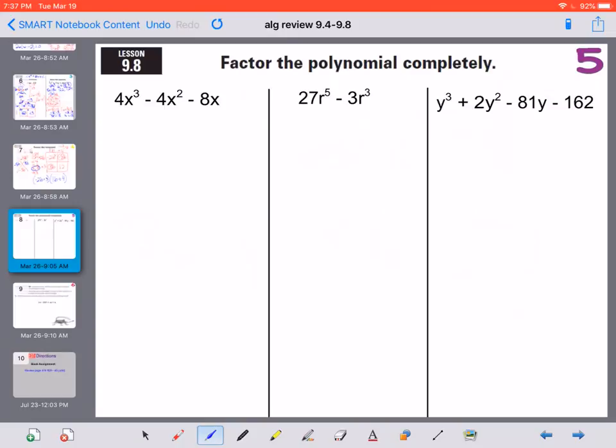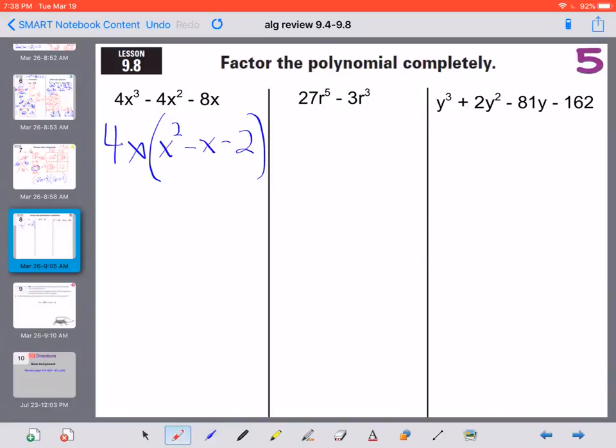Alright, now we are going to factor these polynomials completely. So what that means is find out something that we can take out of all of these problems. So the first thing it looks like that I can take out is a 4. I can take out a 4 of all of those terms. Now I also see that I can take an x out of each term. So I can take the whole 4x out. If I take 4x out of 4x cubed, I'm left with x squared. If I take 4x out of negative 4x squared, I'm left with a negative x. And if I take 4x out of negative 8x, I'm left with a negative 2.